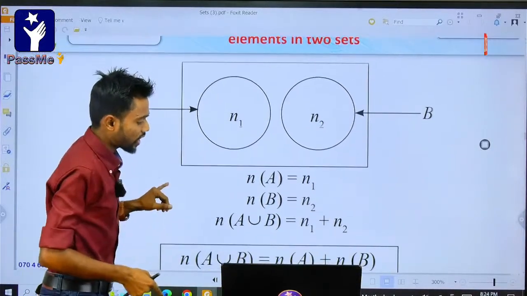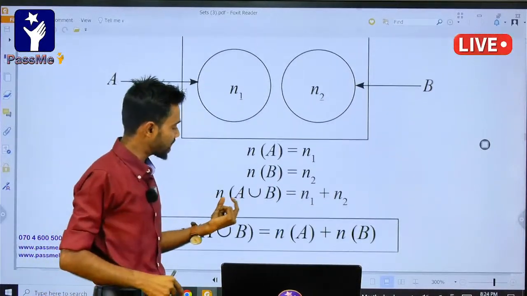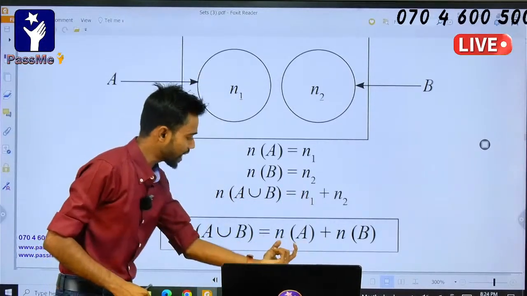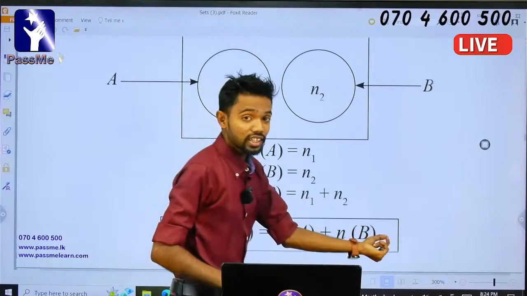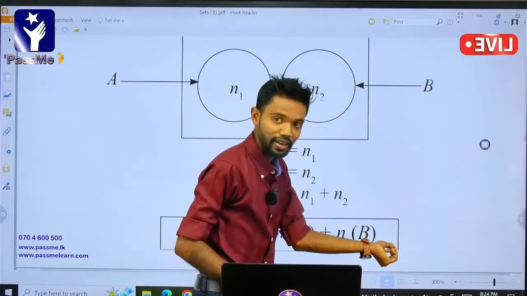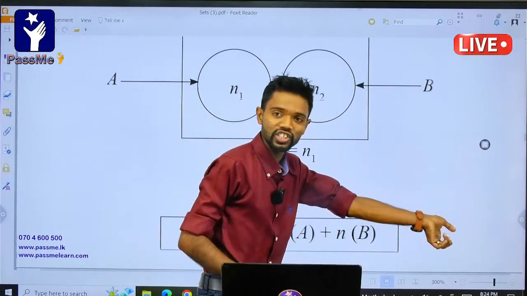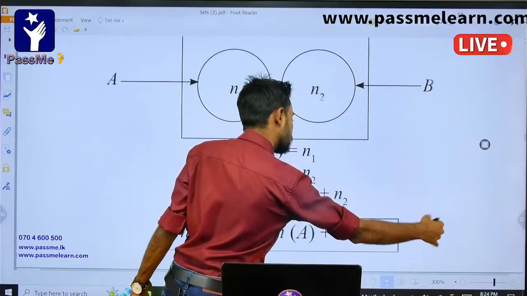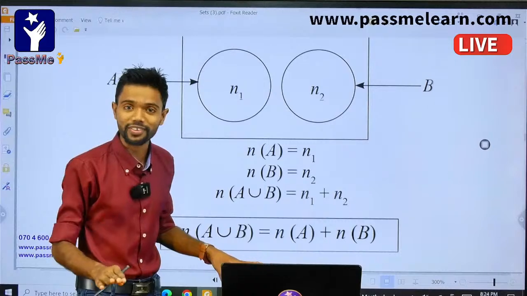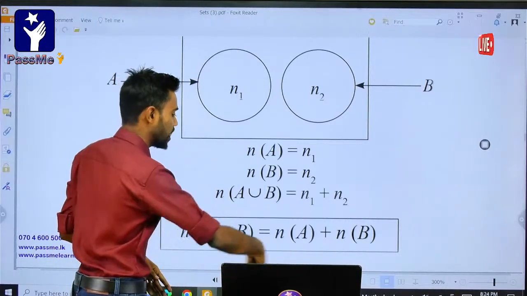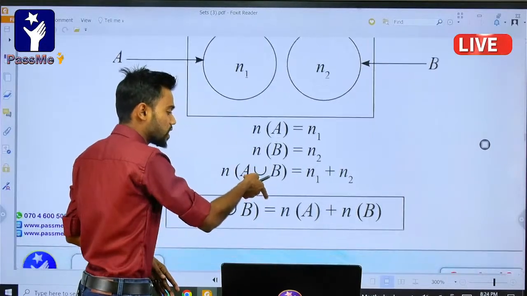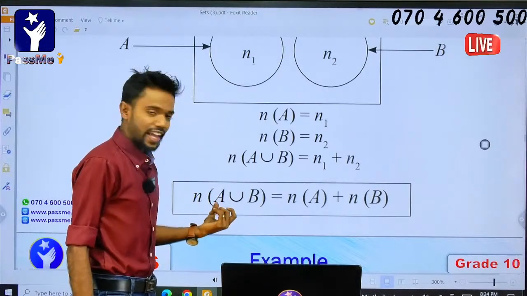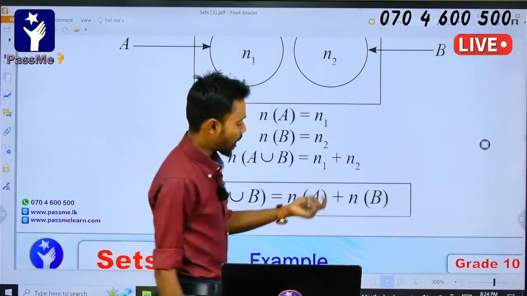Now you can rewrite the expression that we already discussed. n(A union B) is equal to n(A) plus n(B). Now we don't have a term like minus n(A intersect B), because there is no common region for these two sets. So that is why we end up with this equation: n(A union B) is equal to n(A) plus n(B).